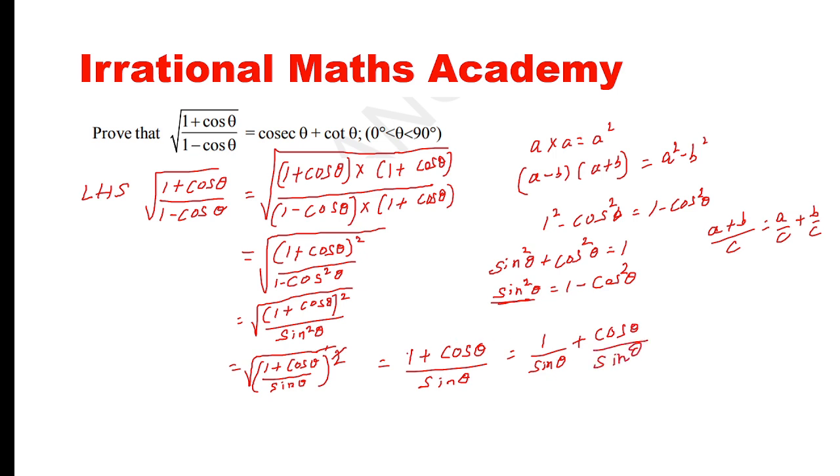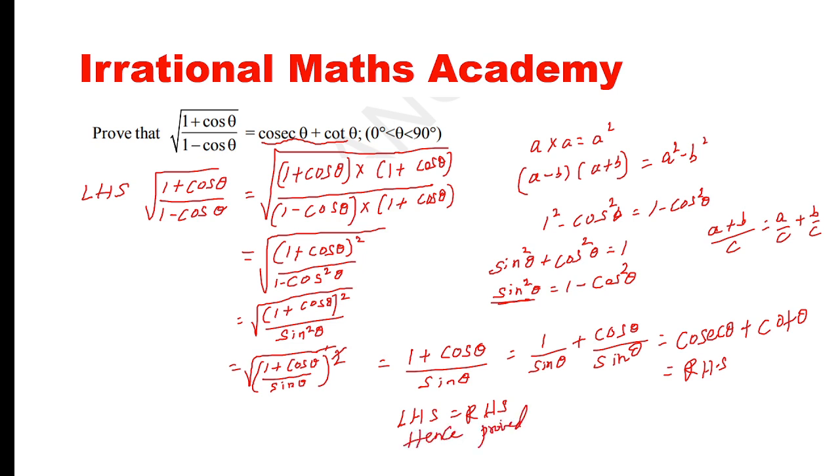Once again I'll repeat here. 1 plus cos theta by sine theta, I can write as 1 by sine theta plus cos theta by sine theta. And one more thing we have to remember: 1 by sine theta is nothing but cosecant theta, plus cos theta by sine theta is nothing but cot theta. This is our RHS, right? So cosecant theta plus cot theta is the RHS. Therefore, in the end, LHS equal to RHS, hence proved.